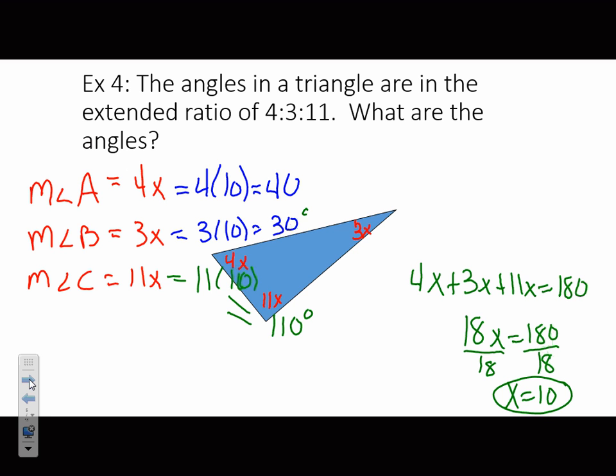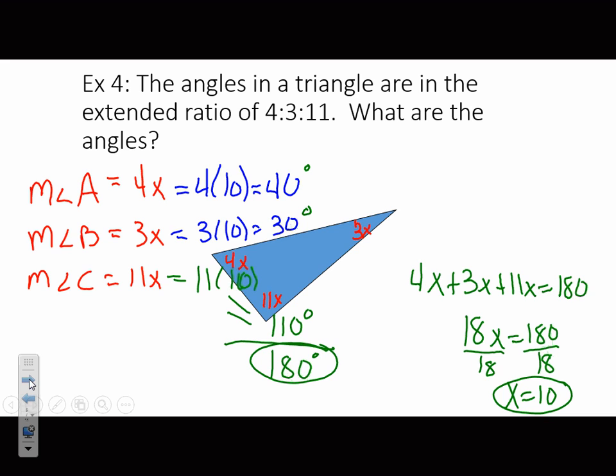Now, degrees. When I look at all these, I know my triangle has to add up to 180, so I can just do a quick check. 40 plus 30 plus 110 is 180. So those angles are correct. So one angle is going to be 40, one's going to be 30, and one is going to be 110.